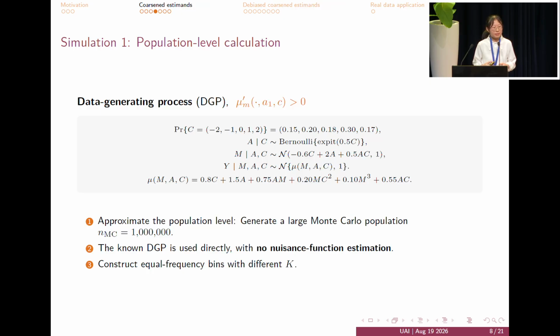To give you a better understanding of it, I will show an illustration from the simulation. Here, we don't have any estimation, so I will generate a very large sample size from the known DGP and use the true nuisance function. And I will discretize the mediator using equal frequency. That means I need to keep the balanced sample size within each bin.